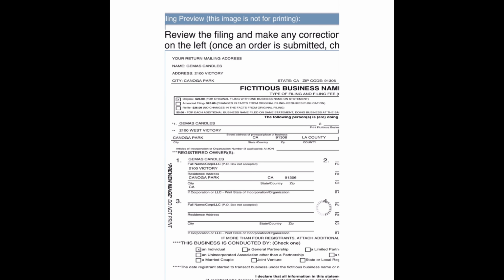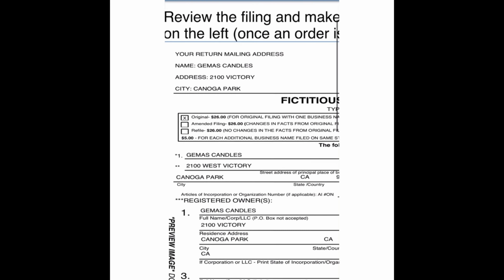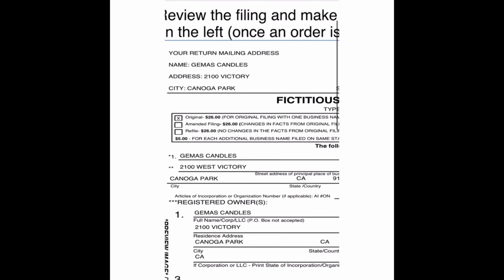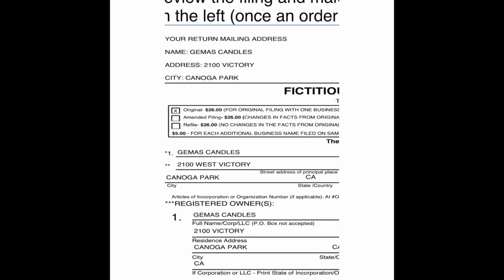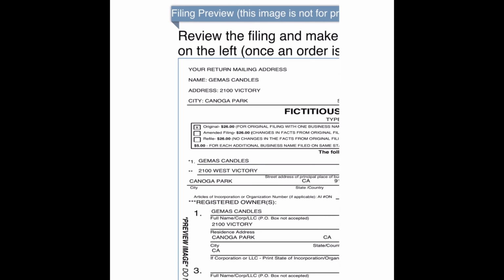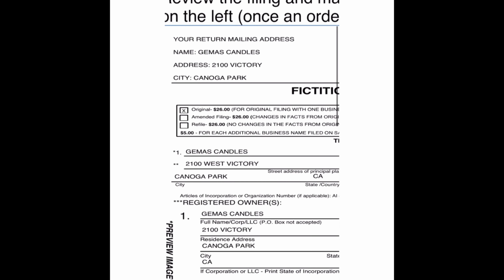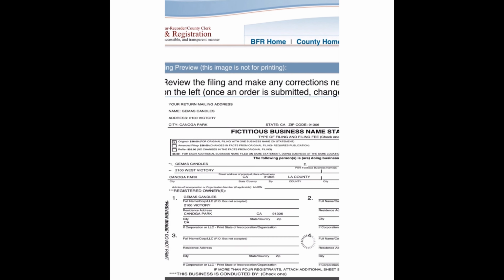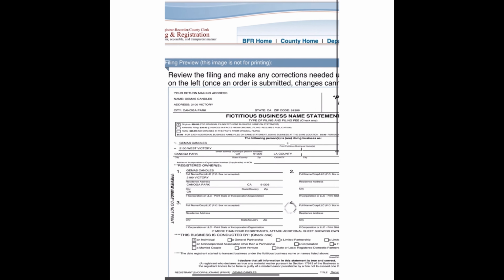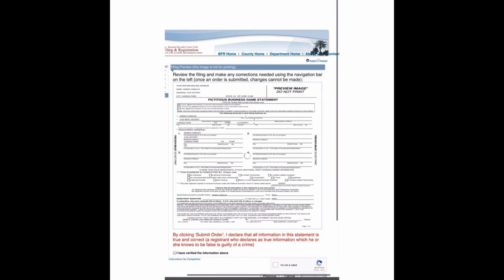So you can see the filing fees up here. It says for each name, each DBA that you're filing, the original is going to be $26. Any additional name you want to file, which you can, let's say we're doing Gemma's Candles and then Gemma's Accessories, we can claim both of those names. Any additional name we want to file with this is only an additional $5. So it's not that much to file your DBA.